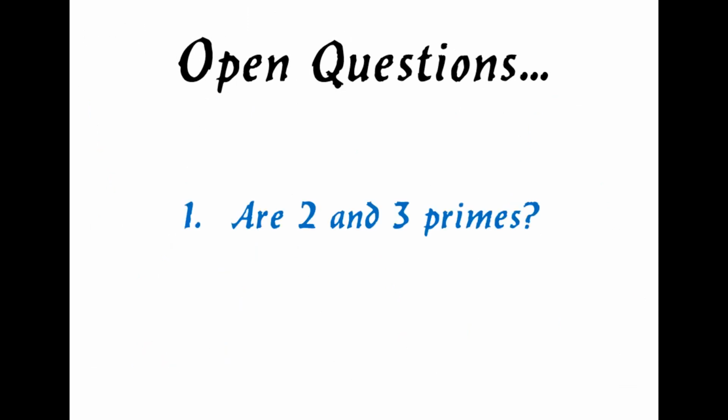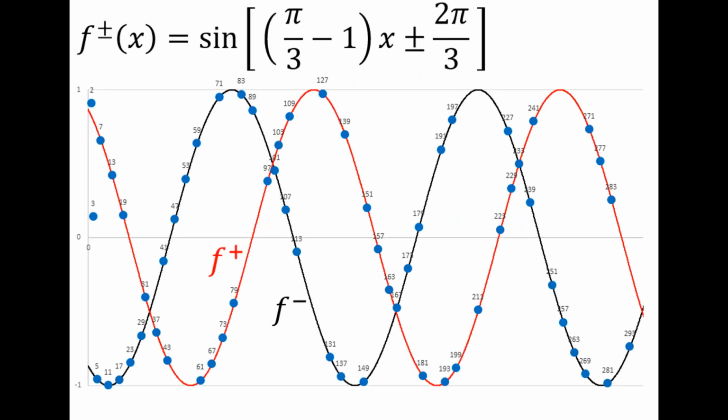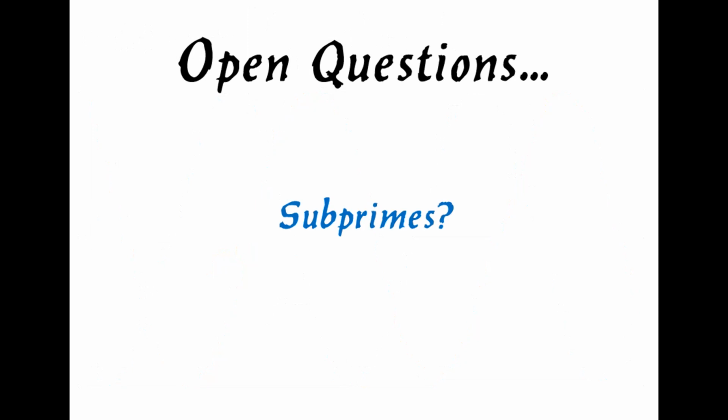Now, a summary of all the open questions. First, why don't prime numbers 2 and 3 follow the rules? Do they really belong to the set of prime numbers? Or are they actually some, let's say, otherwise nice numbers, which happen to be prime just because they're so small? Could we call them subprimes?